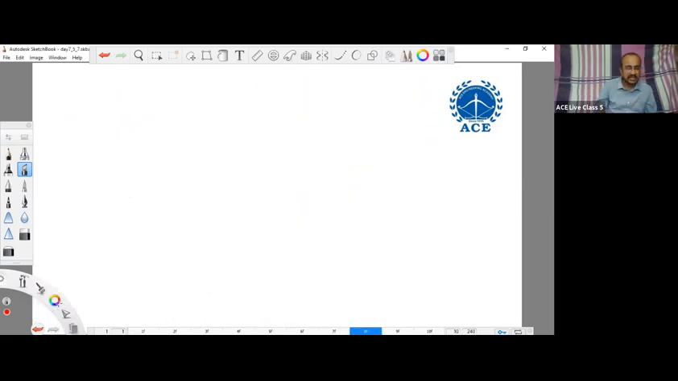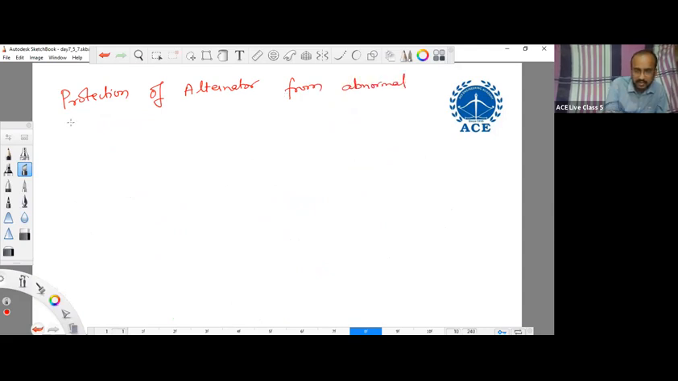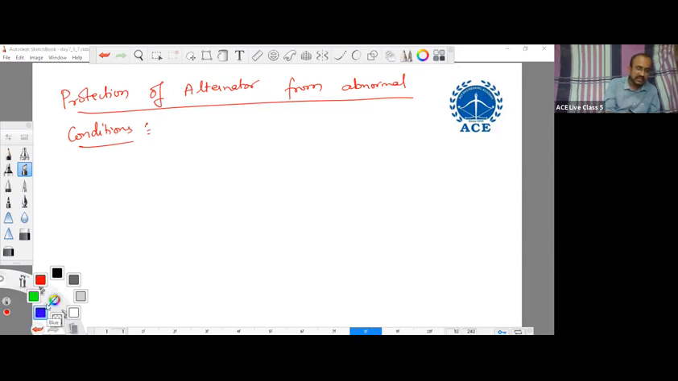Now let us analyze the protection of the alternator from abnormal conditions. How do you protect the alternator from abnormal conditions? Let us observe. I have given different abnormal conditions. The first one is unbalanced loading.